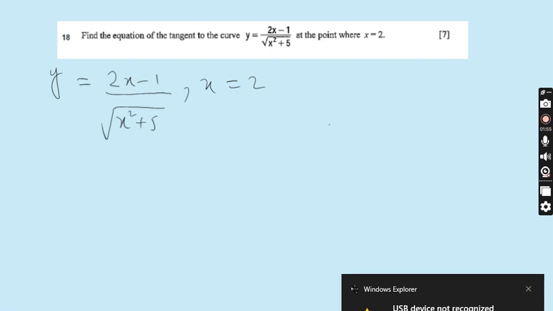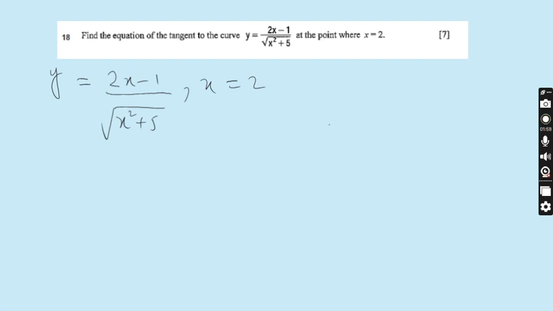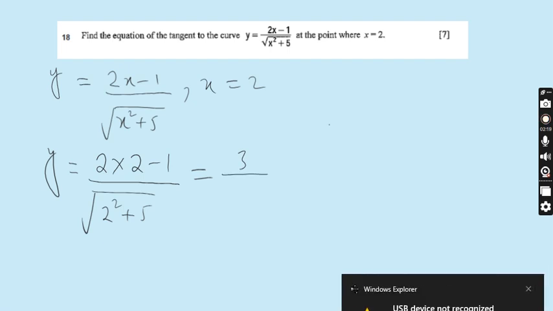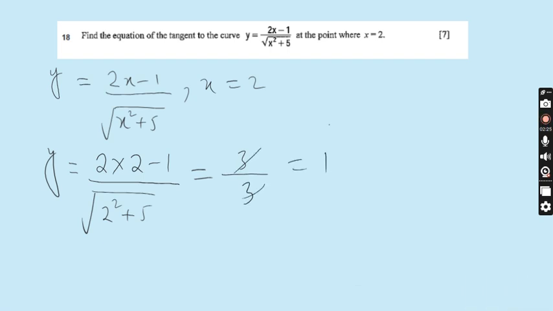First we have to find x1, y1. x1 is given, 2, and y1 we will obtain by putting the value of x equals 2 in the given equation of curve. 2 times 2 is 4, 4 minus 1 is 3. 2 square is 4, 4 plus 5 is 9, root 9 is 3. 3 cancels by 3, the answer is 1. Hence x1, y1 equals 2 comma 1.